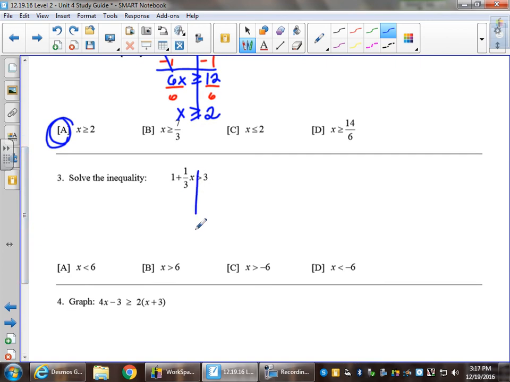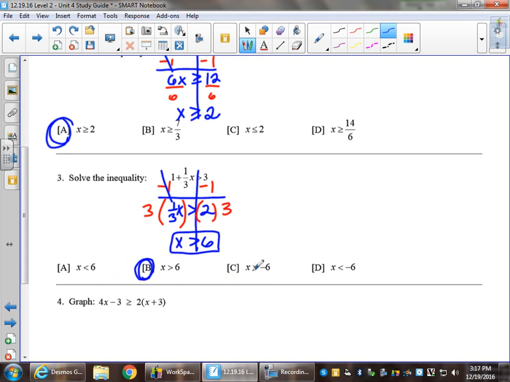Number 3, line down the inequality sign. We'll subtract 1 from both sides. 1/3 x greater than 2. To clear 1/3, we'll multiply by the reciprocal, which is 3, and we get x is greater than 6. Right answer is B.